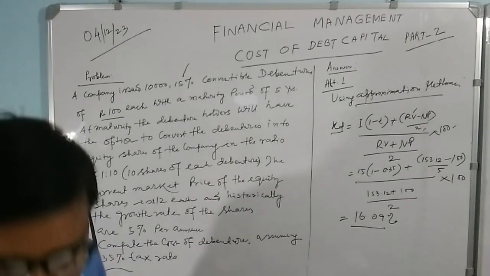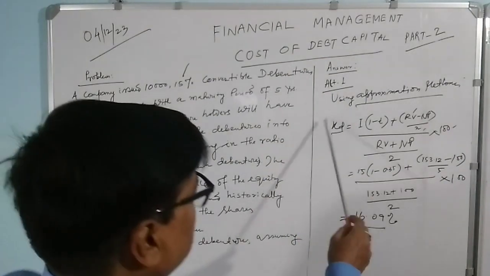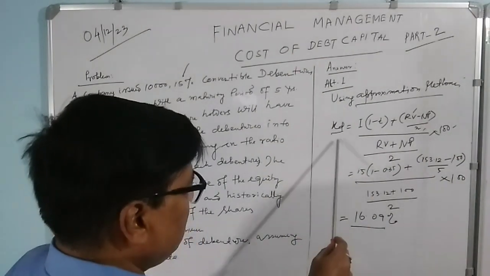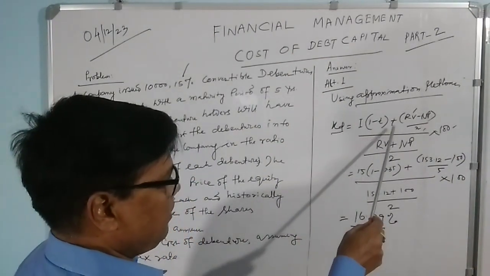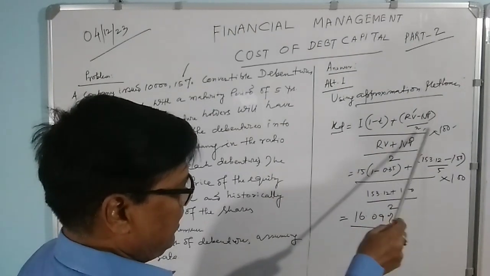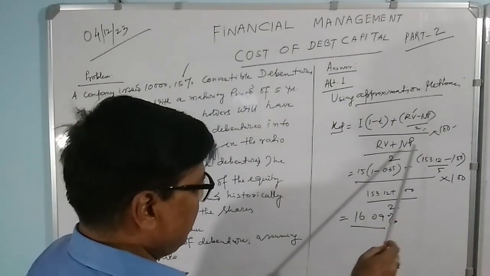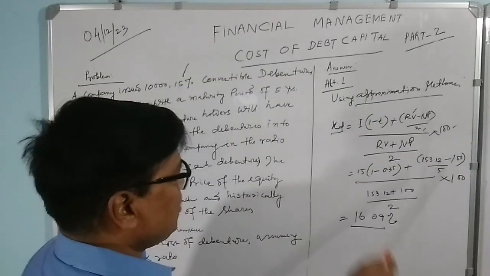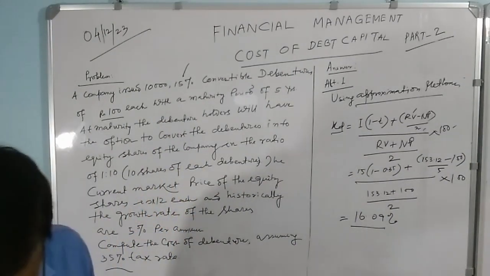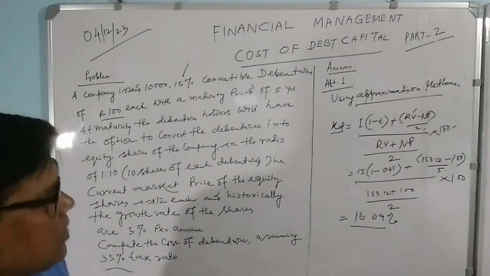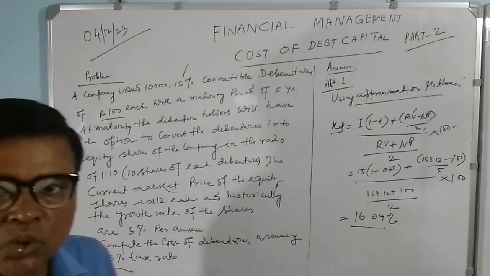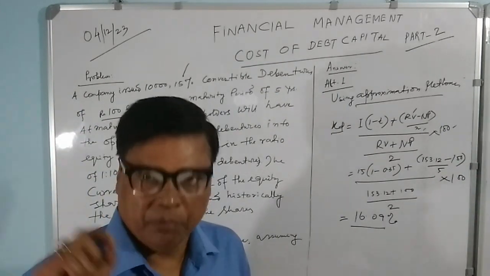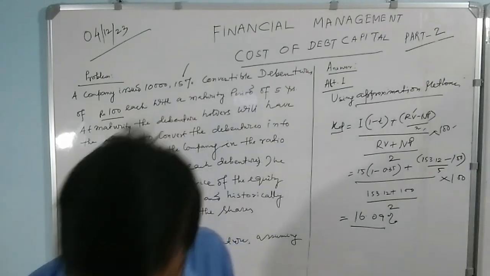So again we are repeating that under approximation method your KD equal to 1 minus T plus RV minus NP by N into 100 by RV plus NP by 2. So this is the formula you have to keep in memory. Here the main issue is your redemption value. So that is the vital issue for this type of problem calculations.